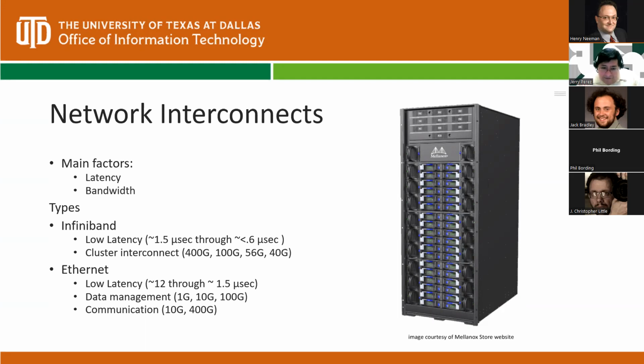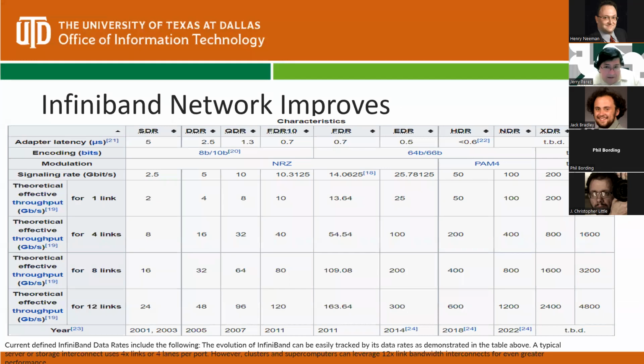But for communications, there are now 10 gig and 400 gigabit Ethernet connections. Again, the technology is starting to challenge InfiniBand, and I have a slide here that demonstrates that in just a minute. So with InfiniBand, let's talk about how it's improved. We have several types that have been used in the past. The first were the SDRs and the DDRs, and then the more advanced were the QDRs and the HDRs.